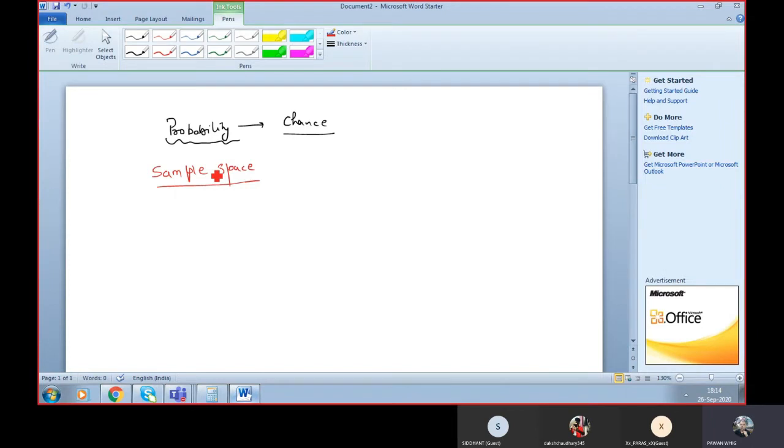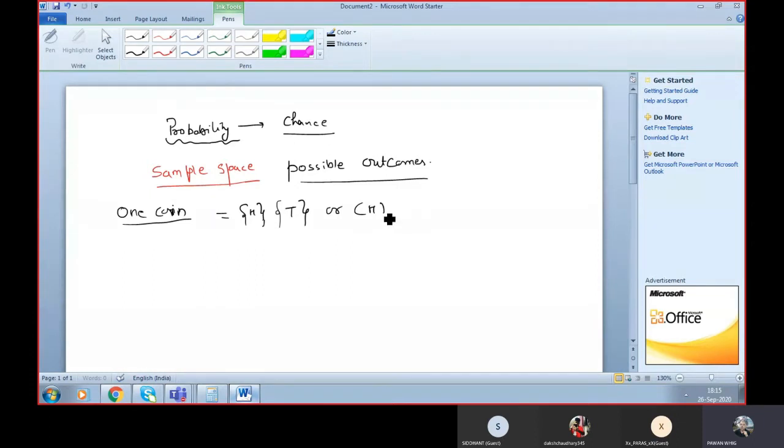Sample spaces are the possible outcomes. Now, what is the meaning of possible outcomes? Let us suppose someone tosses a coin, one coin. What are the various possible outcomes for one coin? Definitely, it may come as a head or come as a tail. So these are the two sample spaces. We can write it in curly brackets, or we can write it like this: H and T. We can write it in both ways. So these are the two possible outcomes of one coin.